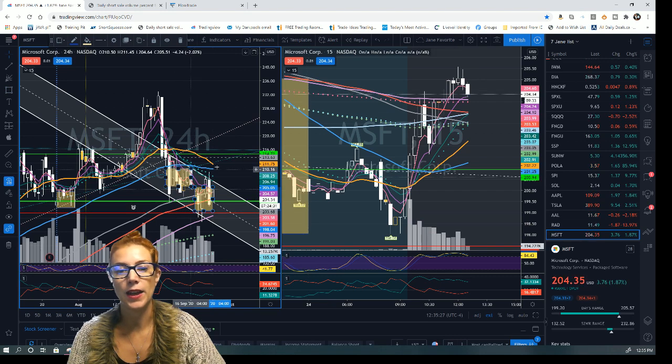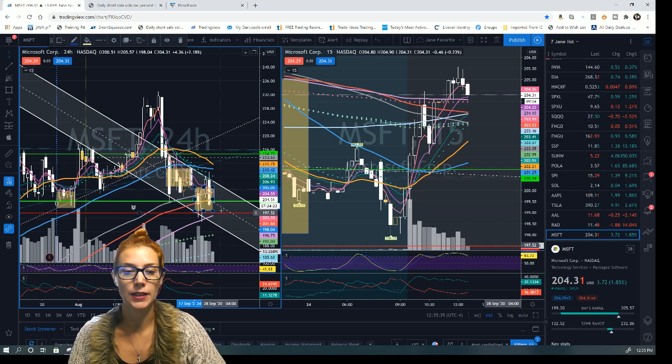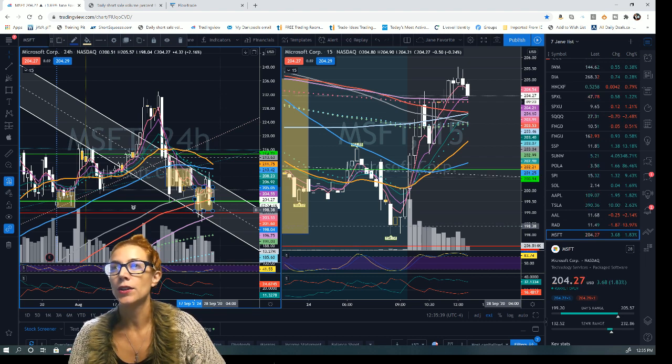And if then we're able to close above 210.35, and 198.29.